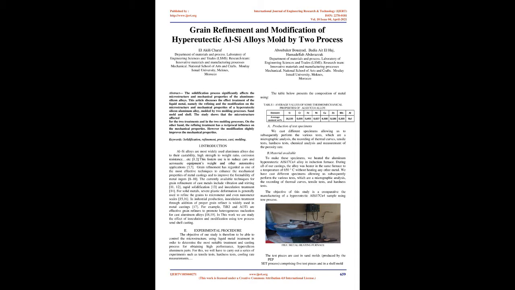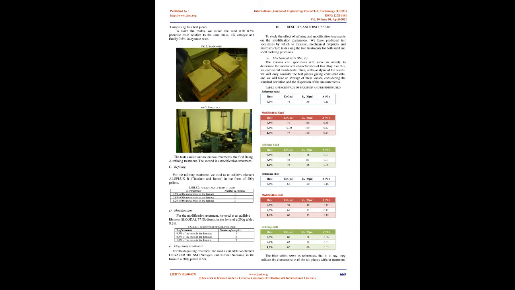8-10. The currently available techniques for grain refinement of cast metals include vibration and stirring 11, 12, rapid solidification 13 and inoculation treatment 14. For solid metals, severe plastic deformation is generally used to refine the grains to micrometer and even nanometer scales 15, 16. In industrial production, inoculation treatment through addition of proper grain refiner is widely used in metal casting 17. For example, TiB2 and Al3Ti are effective grain refiners to promote heterogeneous nucleation for cast aluminum alloys 18, 19. In this work we study the effect of inoculation and modification using two processes, sand and shell casting.